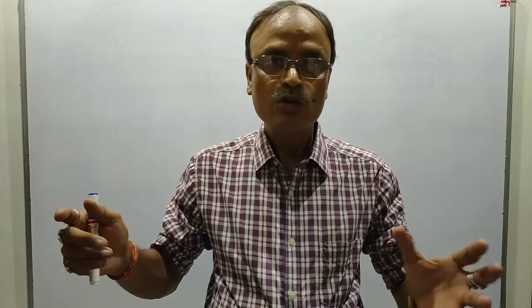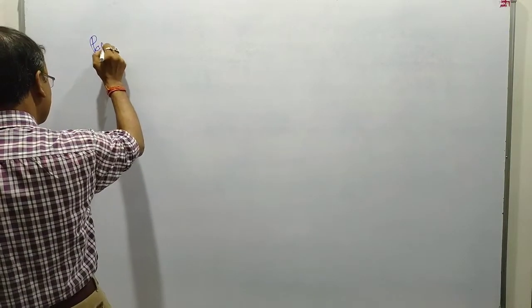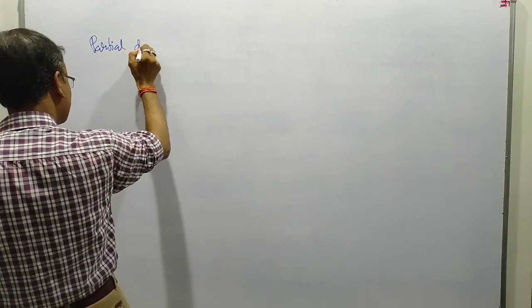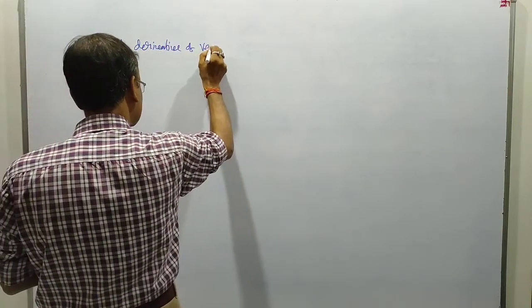Today we shall discuss the gradient of a scalar point function. The gradient of a scalar point function is a vector point function. Before that, we must define the partial derivatives of vectors.